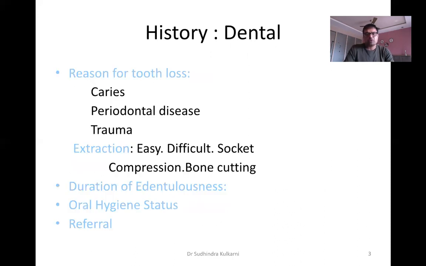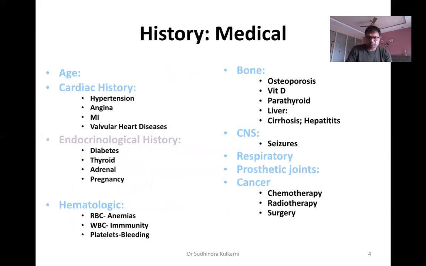So this is what you know. Most of the patients who come to us primarily come to a dentist for caries, periodontal disease, or trauma. But what's very important from our point of view, irrespective of this, is that you need to know the patient's medical status. So what are the various medical conditions that we are looking at in our patients?